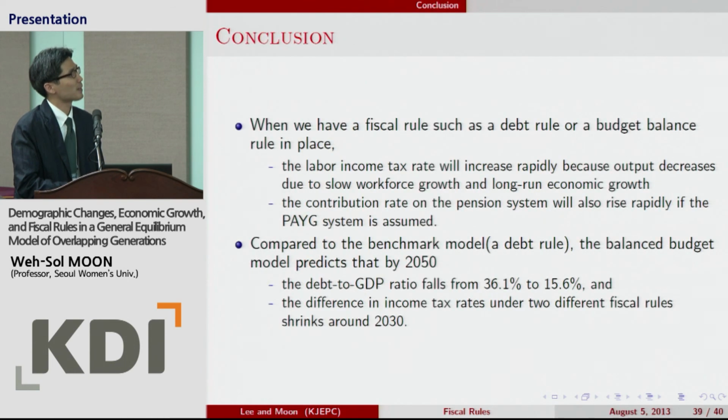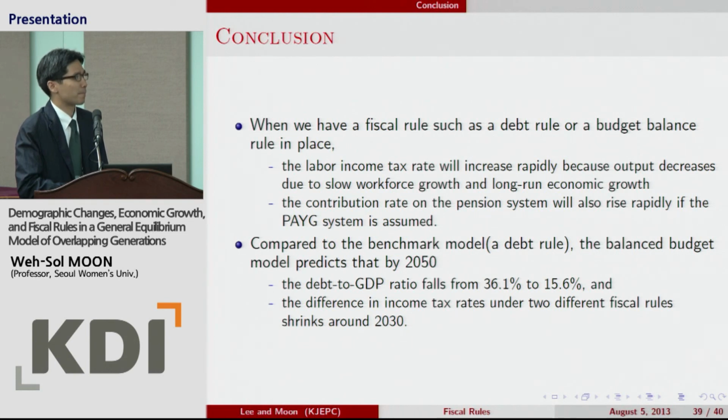So, let me conclude this paper. When you have a fiscal rule such as a debt rule or budget balance rule in place, the labor income tax rate will increase rapidly because output decreases due to slow workforce growth and long-run economic growth. The contribution rate on the pension system will rise rapidly if the pay-as-you-go system is assumed. Compared to the benchmark model, the constant debt rule, the balanced budget model predicts that by 2050, the debt to GDP ratio falls from 36% to 15%.